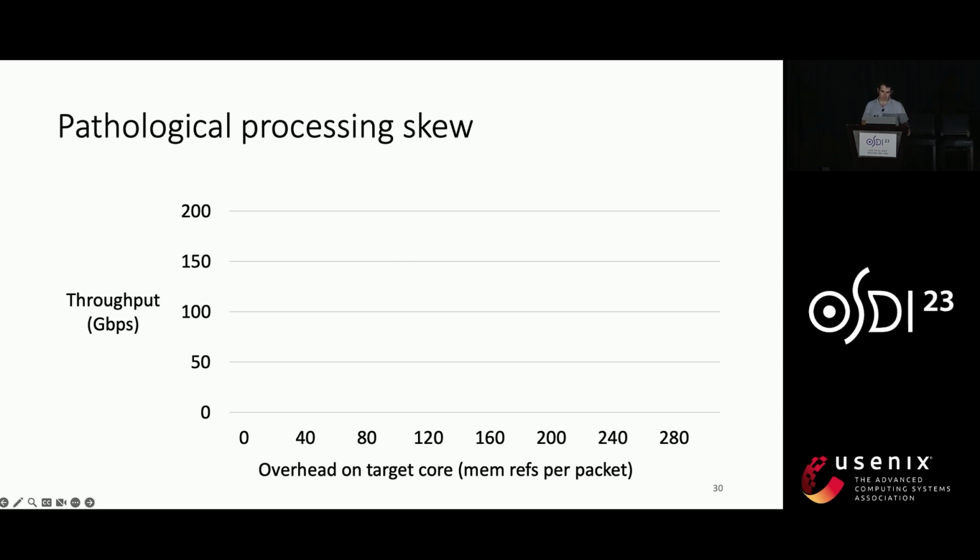In the figure, we plot the throughput of our application as a function of the number of memory accesses on the target core. With private rings, the application cannot achieve line rate because its working set is too big, and it performs similarly regardless of the load on the target core. This is expected because 99% of all traffic is being processed by cores other than the target core.